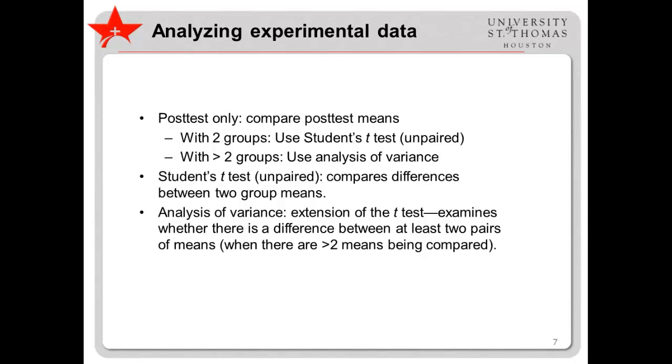When participants are post-tested only, with no pretest, mean group scores on the post-test can be compared statistically to see which group performed better. With two groups, use Student's t-test, unpaired. With more than two groups, use analysis of variance. Student's t-test, unpaired, compares two means from different groups. Analysis of variance is an extension of the t-test. It examines whether there is a difference between at least two pairs of means when there are more than two means being compared.